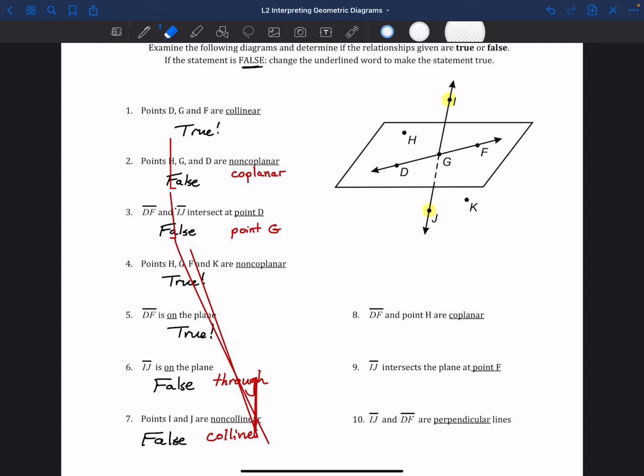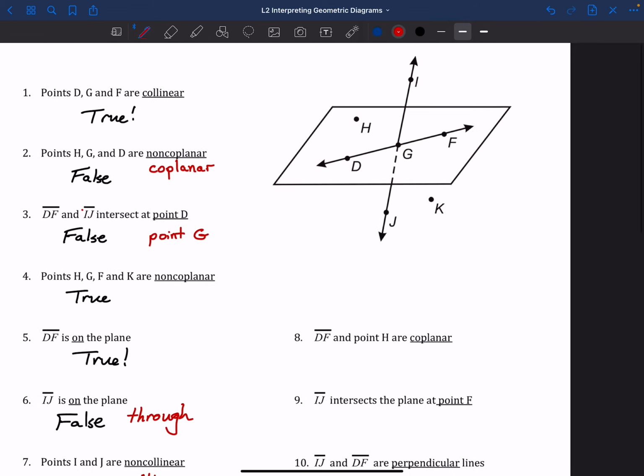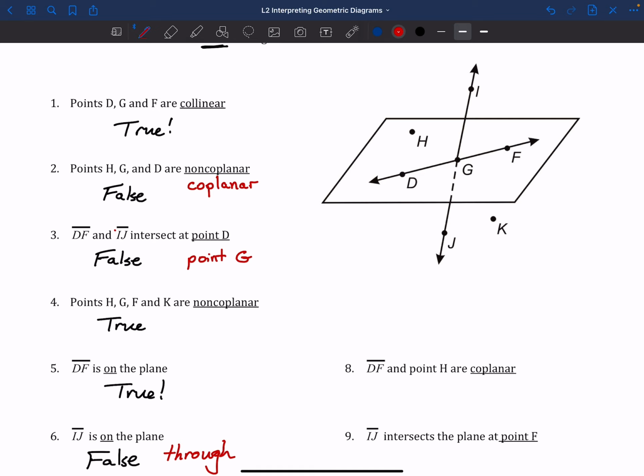Sorry about that. Just lines all over the place. Right? Then they are collinear, right? They're falling on the same line together. Right? You can zoom in a little bit again, make the diagram a little bigger. We have DF and point H. So DF is here, and point H are coplanar.